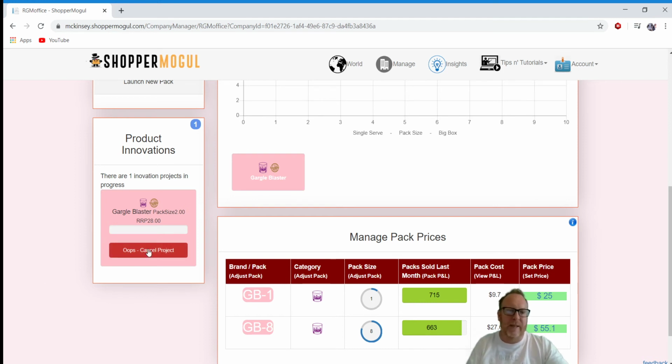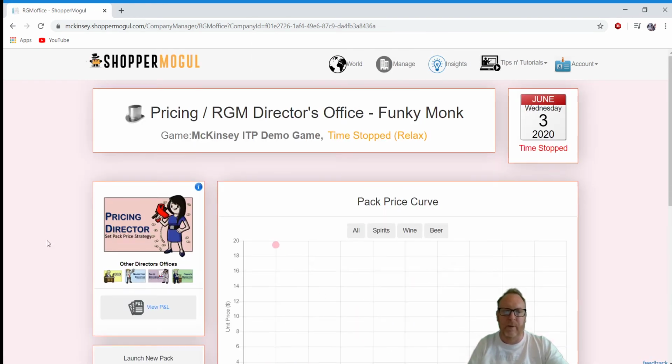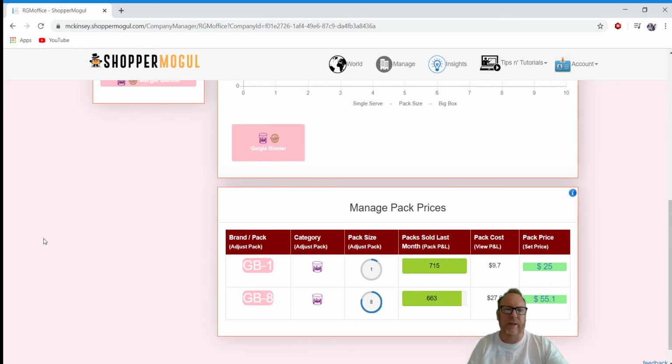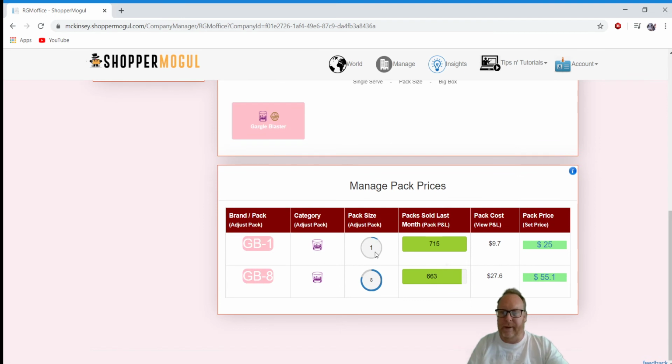If you realize you've made a mistake, of course, you have the option to hit cancel. At this point it says, are you sure? Yes, we are sure. And click, and that project's disappeared. We get refunded the cost of the project, and the pack will stay as the offering that we had previously.